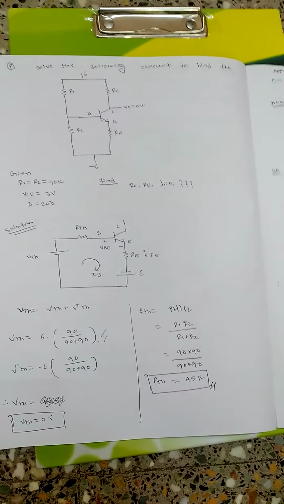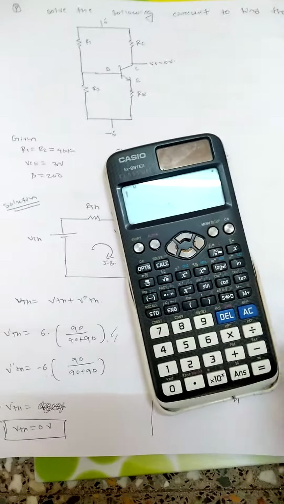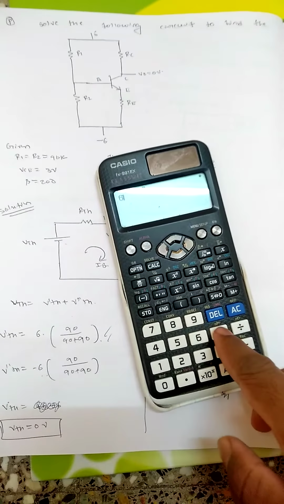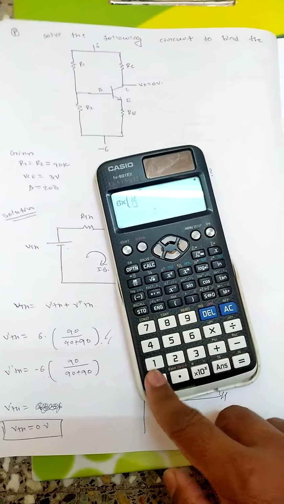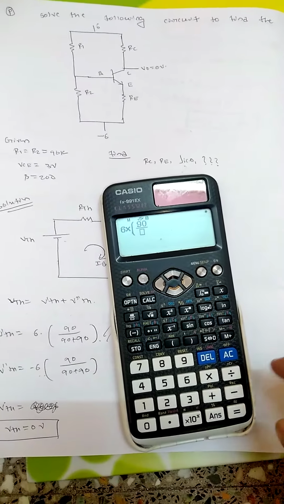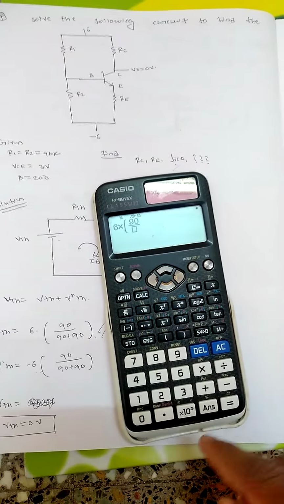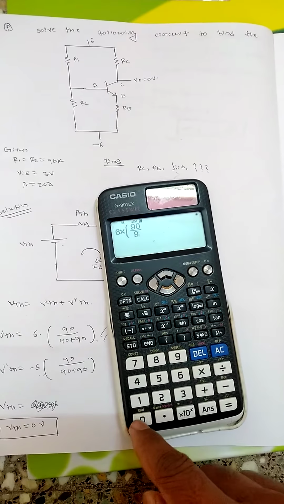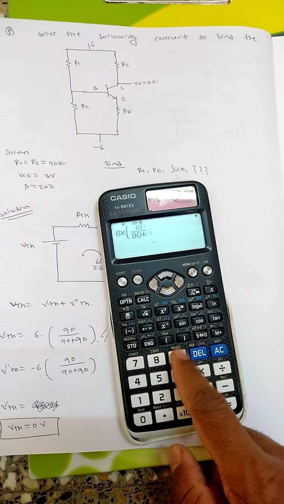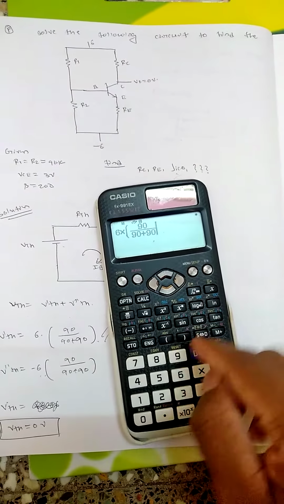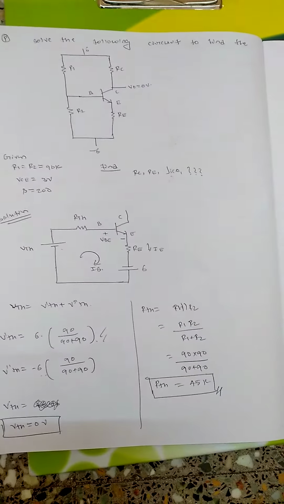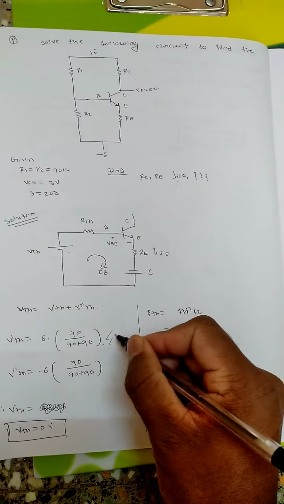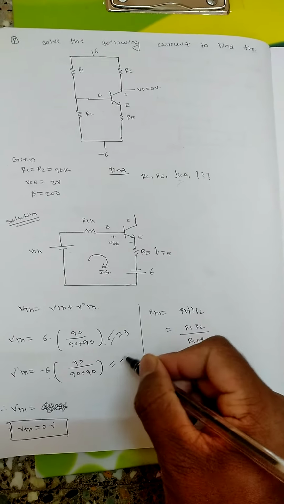So let me find it out for you guys. So I am having 6 into 90, okay, divided by 90 plus 90. All right, so 3 I am getting as the answer. So this will be equal to 3 and this will be equal to minus 3.